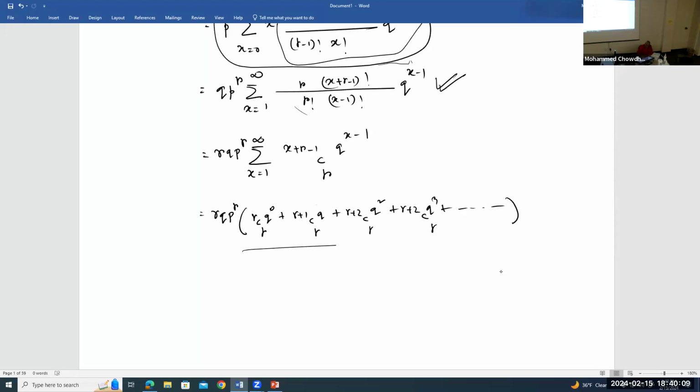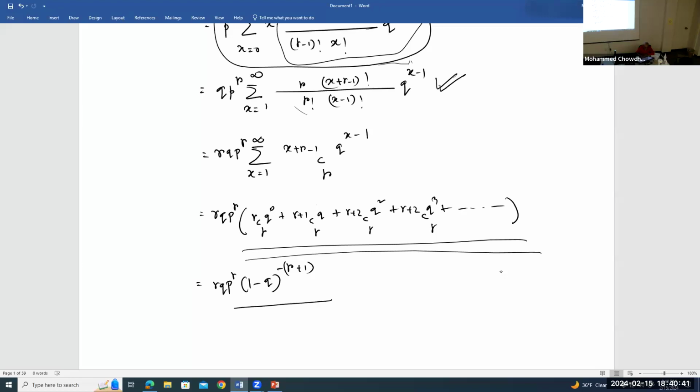These things could be written that way: r q p to the power r times (1 minus q) to the power minus (r plus 1). Again, please, if you do not understand these things, stop by my office. I can give you detailed descriptions as well as the proof for this. Okay.